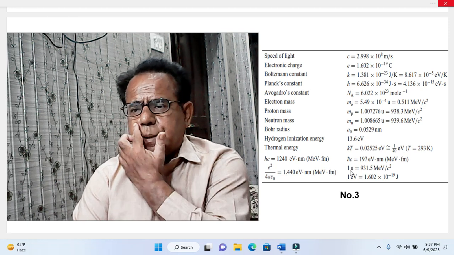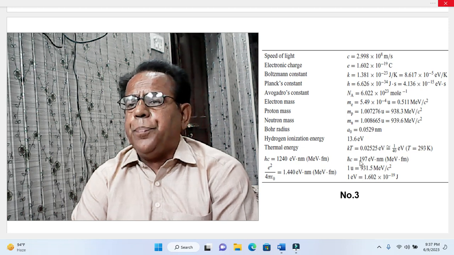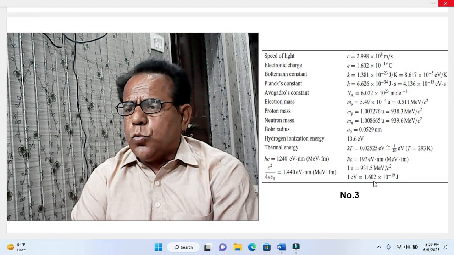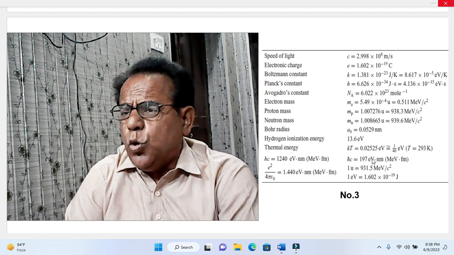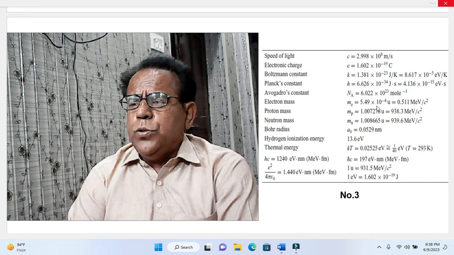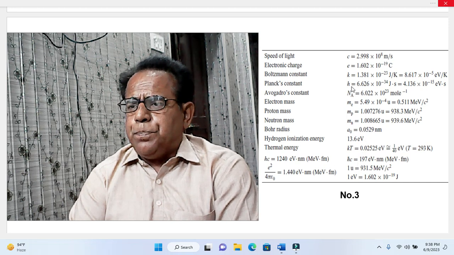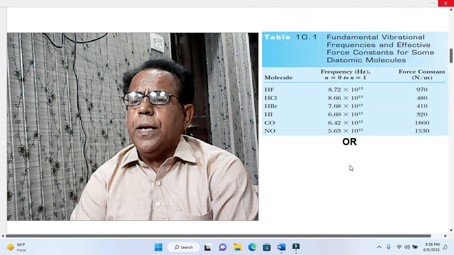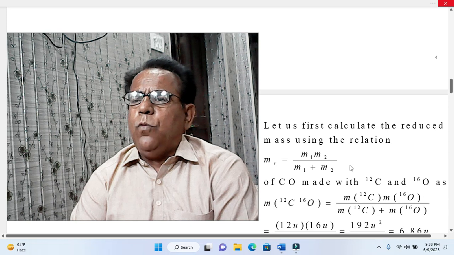Then dear students, 1 atomic mass unit is equal to 931.5 million electron volt over c square. This value will be used. Moreover, 1 electron volt is equal to 1.602 into 10 to the power minus 19 joule. This value will be used. So the values going to be used in this problem are number 1, Planck's constant, number 2, atomic mass unit, and number 3, 1 electron volt. These three values will be used. This tool, tool number 3, has been discussed already. Now we come to its solution.